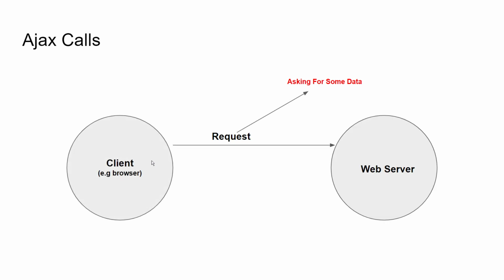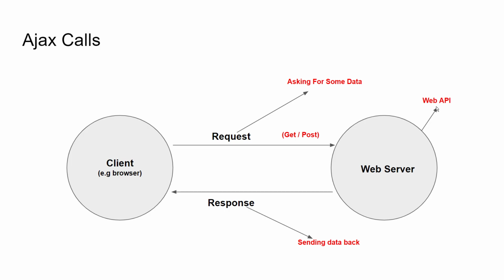So let's look at how Ajax works. This is the client, and when you hit anything inside the browser, a request is sent to the server asking for some data. The server sends the response and displays the data inside my browser. You can use the GET and POST methods to send the request or receive the response.